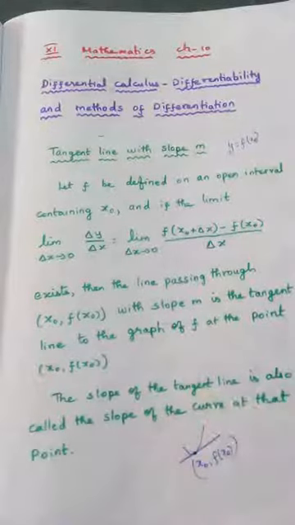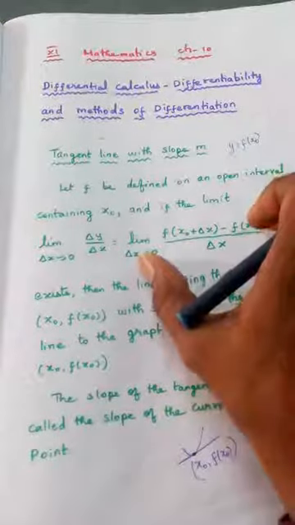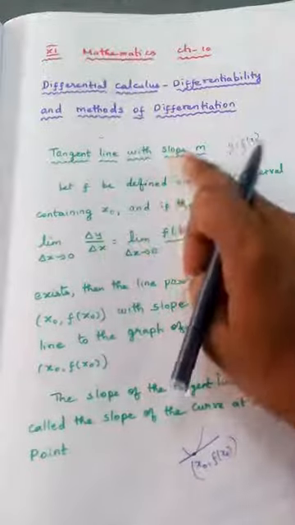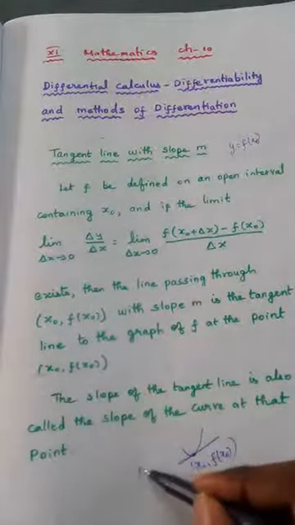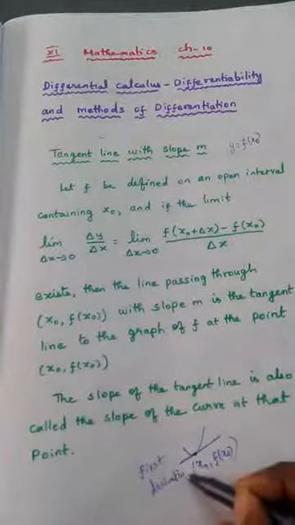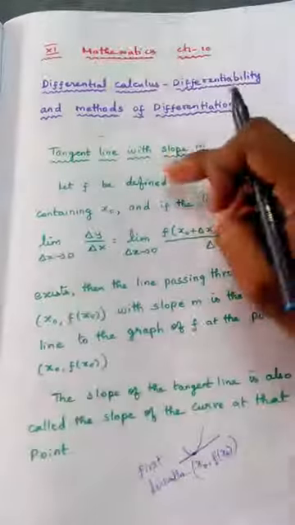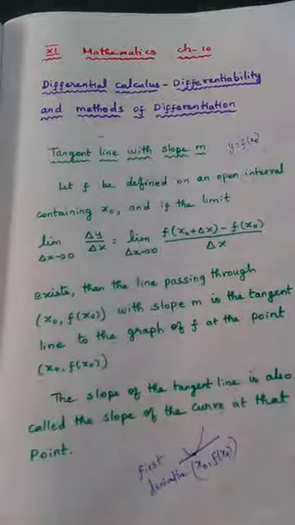That is the meaning. So throughout the whole page, you just need to remember that this is the formula for calculating the slope of the tangent line. It can also be called the first derivative, or otherwise the slope of the tangent line. That is what this whole page is telling about.